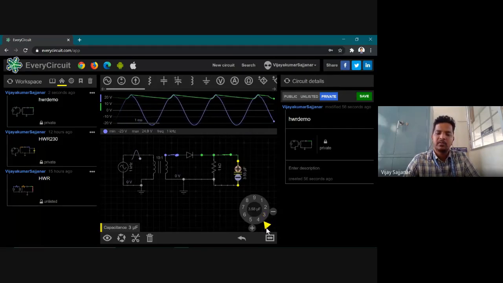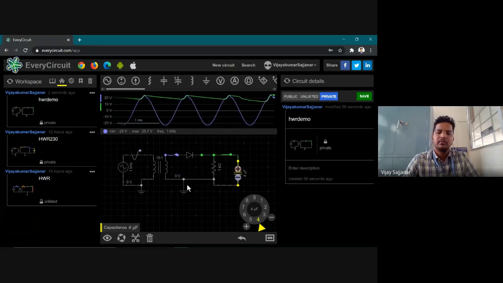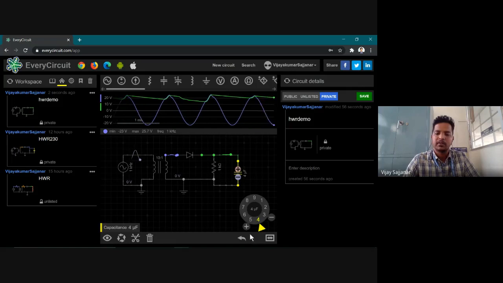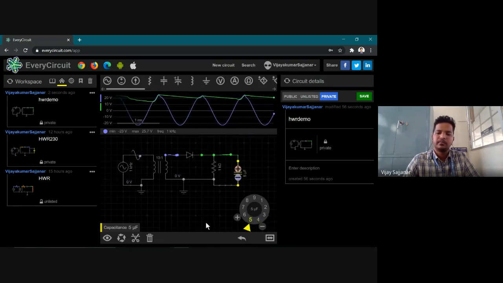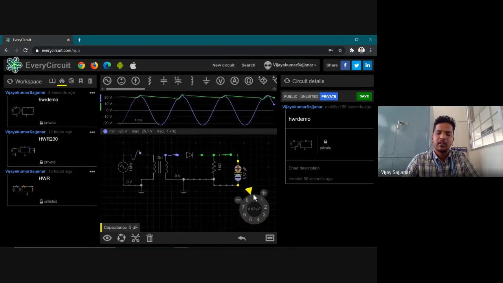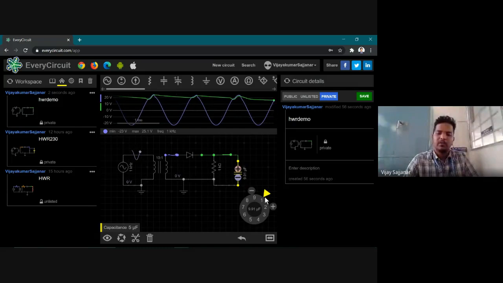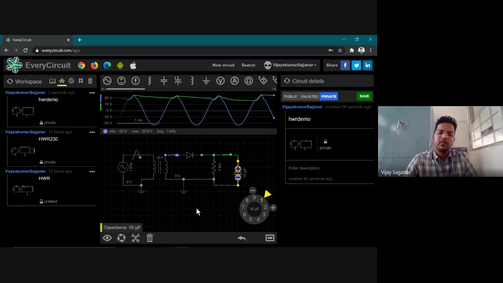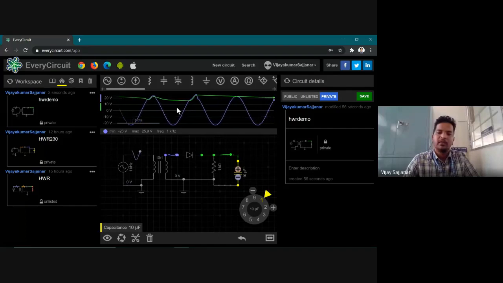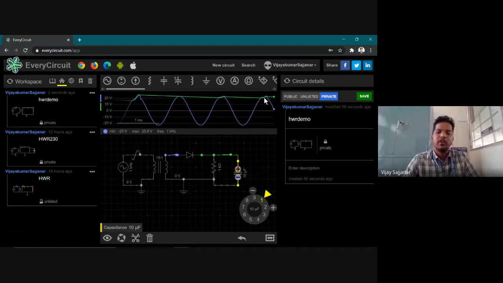Let's go further. Let's see whether the ripples are reduced. Yes. Further. Yes. Let's take some value. Now the wave should become as flat as possible. See, it need not charge very much, very small charging, and it is flat.